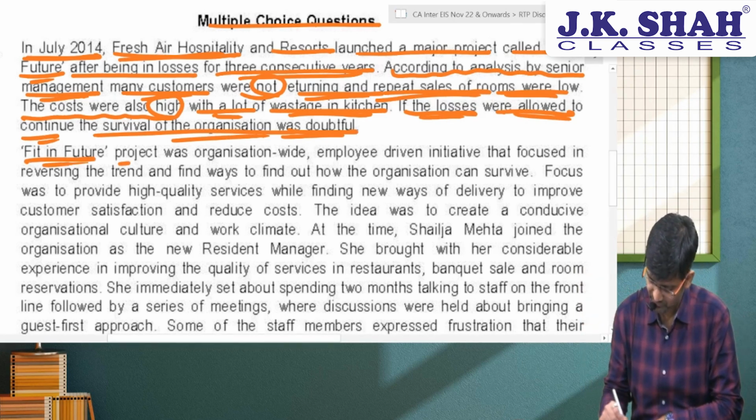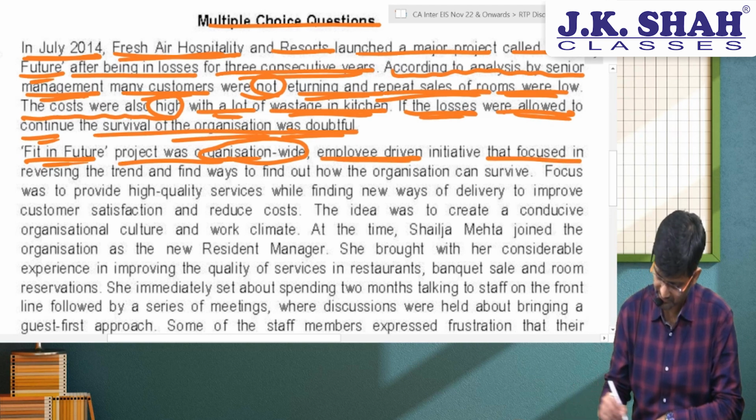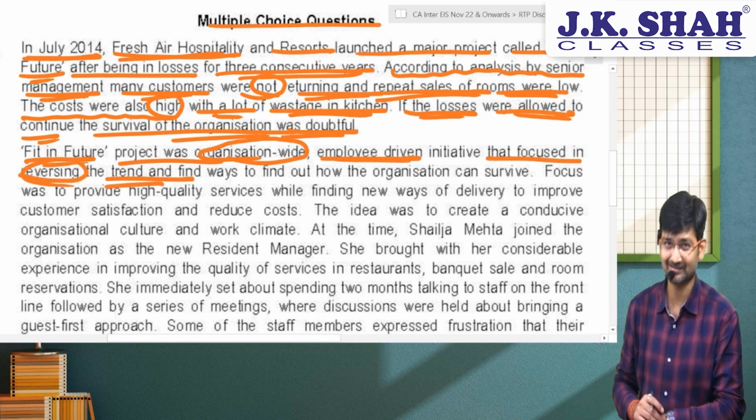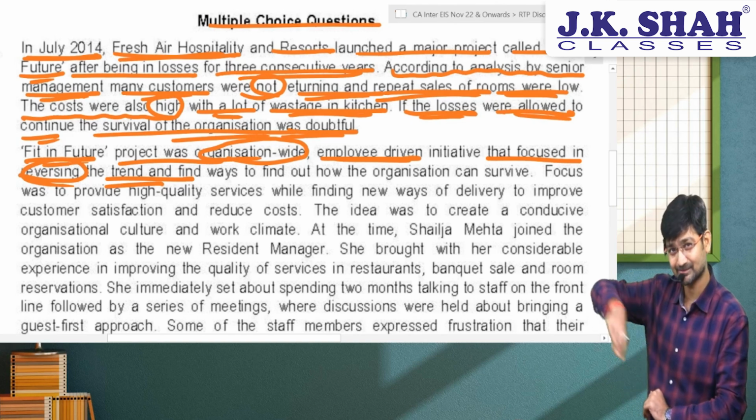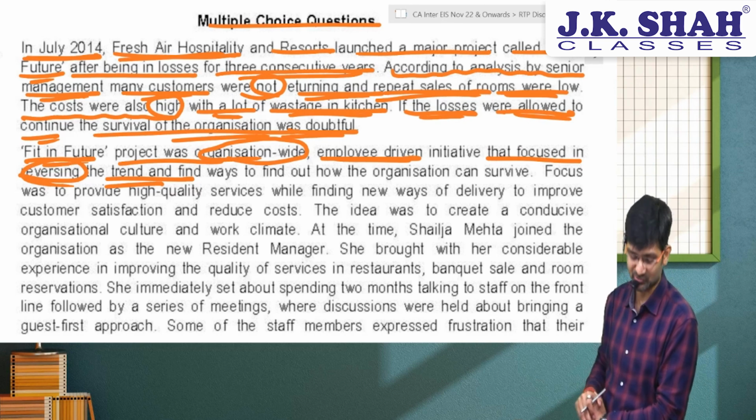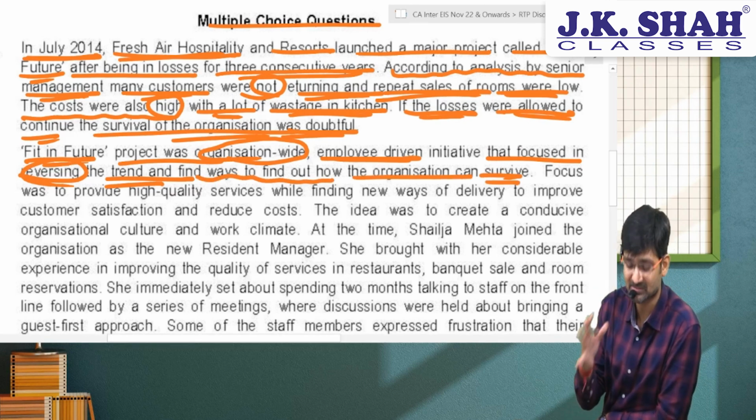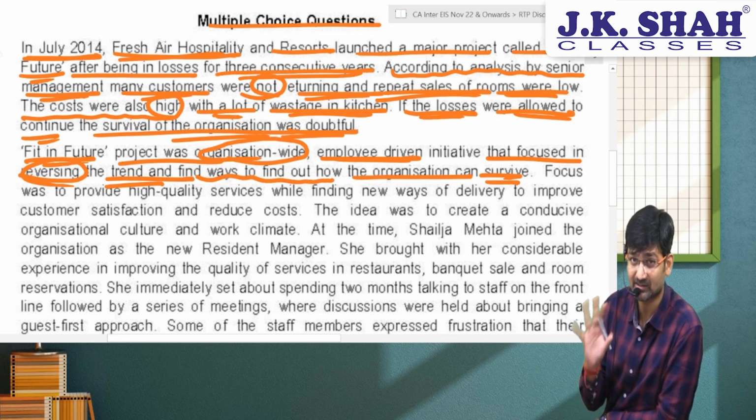Fit in Future project was organization wide, employee driven, and focused on reversing the trend. Reversing the trend, converting a loss-making business into a profitable venture. That's turnaround strategies. And find out how the organization can survive, make the business survive, stop the bleeding, stop the negative cash flows.